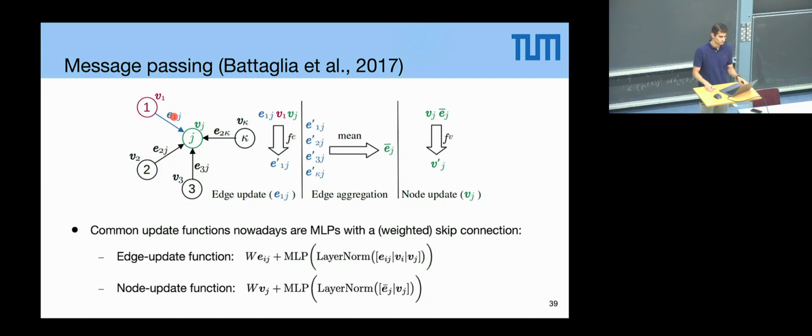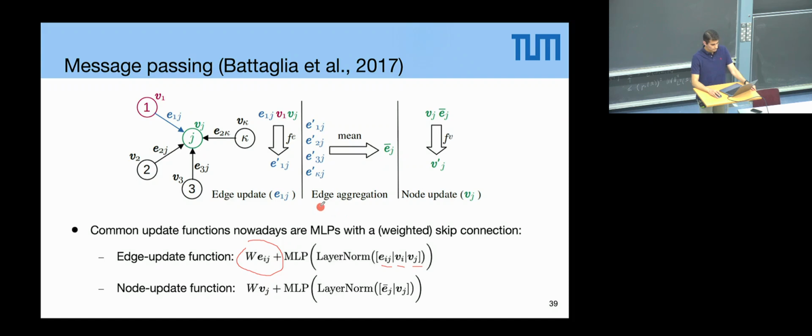We have three steps for message passing: the edge update, the edge aggregation, and then the node update. In the edge update, we apply it to each of the edges, and we take the features of the edge, the features of the sender node, and the features of the receiver node, and we feed them to an edge update function, which can be an MLP. For instance, here we are taking the features of the edge as a vector and concatenating it with the features of the sender node and the features of the receiver node. And this goes through a layer normalization and then the MLP, and we can have a weighted skip connection.